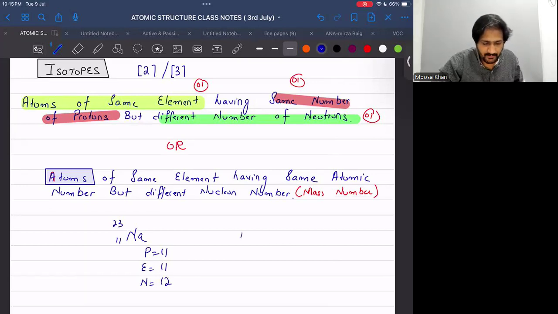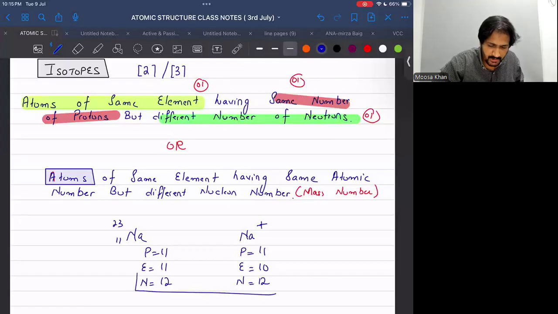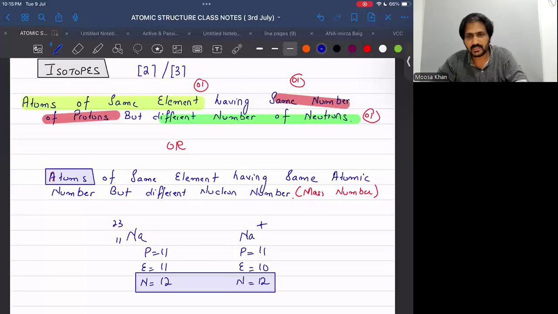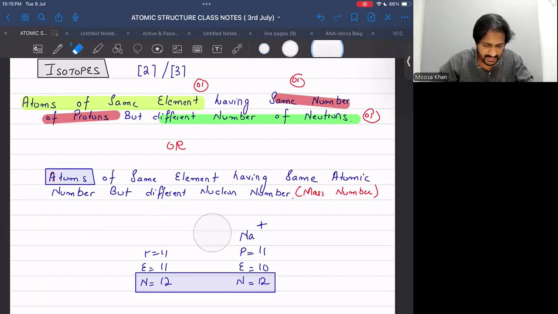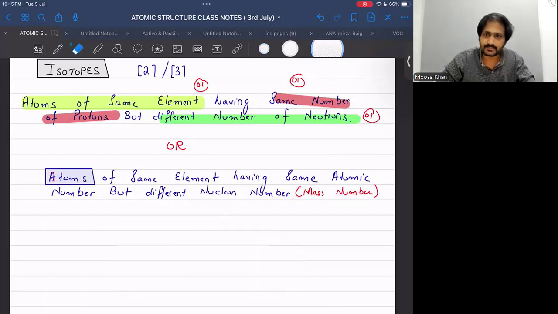Whenever a sodium atom forms an ion, its number of protons stays same. Okay, number of electrons changes, but number of neutrons also stays same. So how come you are saying that atom and an ion can be an isotope of each other? They already have same number of neutrons. Atoms is something else. Isotopes, let me just give you an example, then it will be understood.